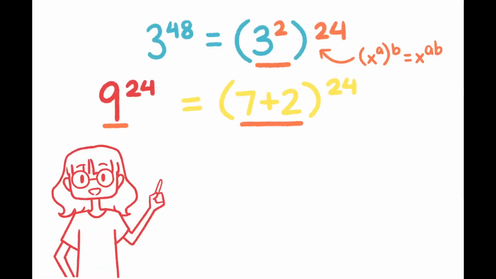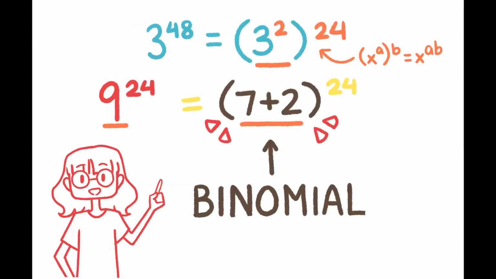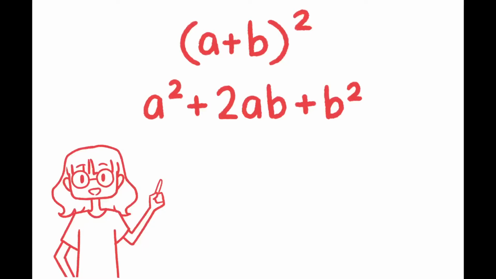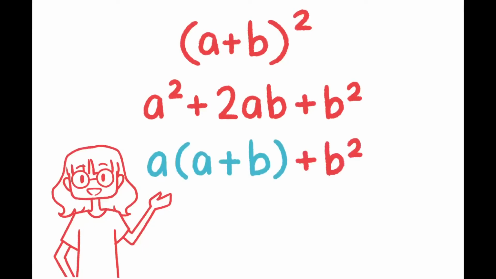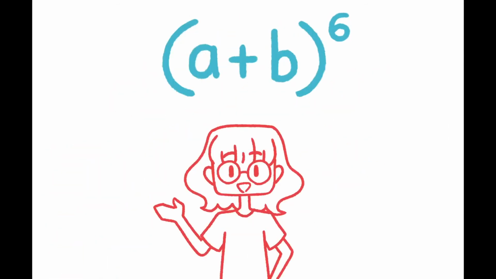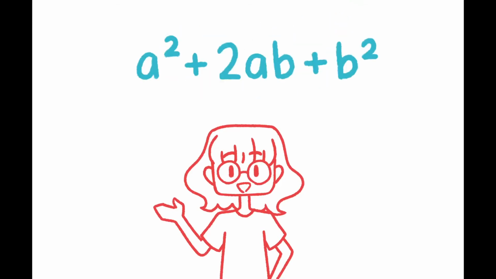Now, if you have any familiarity with binomials, you know the pattern. Take the simple (a plus b) squared. We know this is a squared plus 2ab plus b squared, but you can also write it like this by factoring out the a. Therefore, (a plus b) squared is just a multiple of a plus b squared. This is true no matter what the power is, because a will be distributed to all terms except the last one, which will always be a power of b.